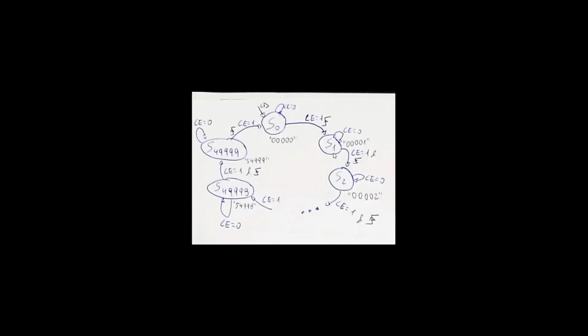Here we have a state diagram. As previously explained, when count enable is 1 and the rising edge happens, our state changes, and we can see here our output coded in decimal. So this is our second number, which would be 1, the previous one would be 0, and the last ones would be 49,998 and 49,999.